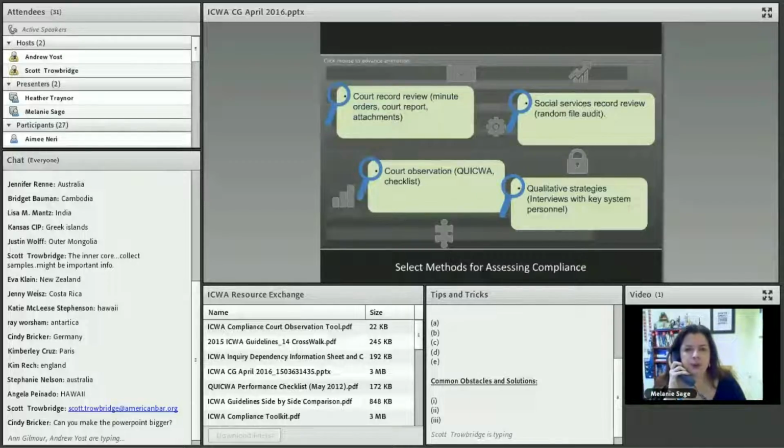Another way is to do direct court observations, to sit in on hearings, for instance. CWICWA out of Minnesota is one method of doing this. They have, I think, maybe a 15-point checklist or so, and actually sit in on hearings and determine whether at that hearing standards of ICWA were met. And then the last way is just using qualitative strategies of having conversations with key stakeholders.